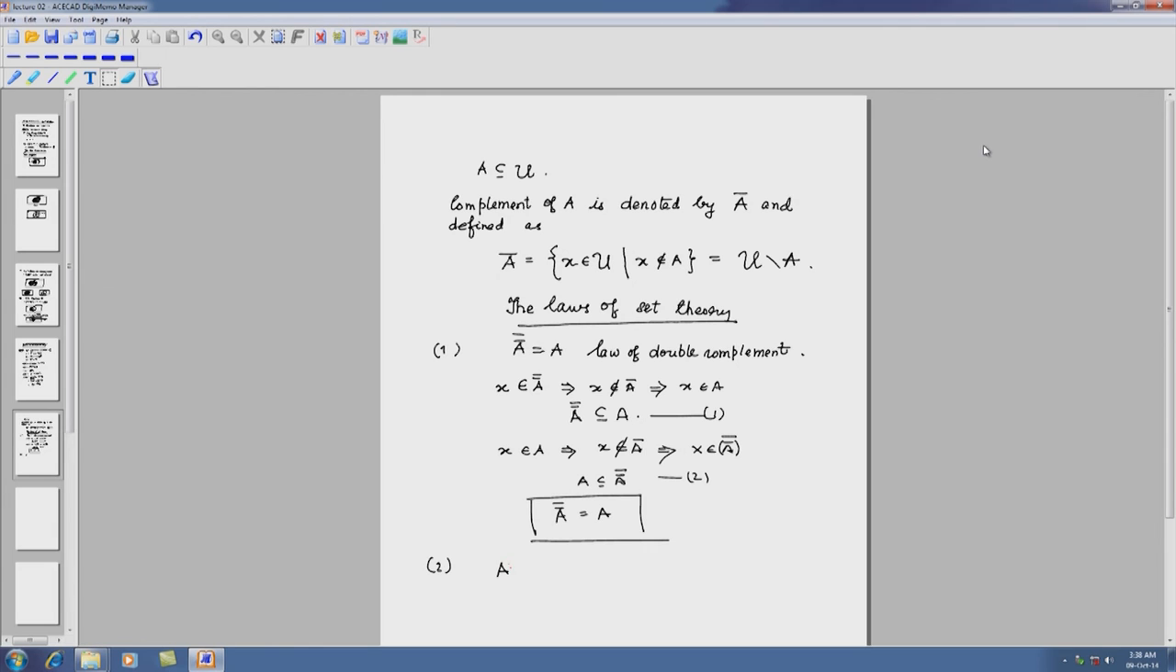The next result is the De Morgan's law, which states that A union B complement is equal to A complement intersection B complement, and A intersection B complement equal to A complement union B complement. This is called De Morgan's law. Now, De Morgan's law needs a proof. So, let us start with the proof of De Morgan's law.